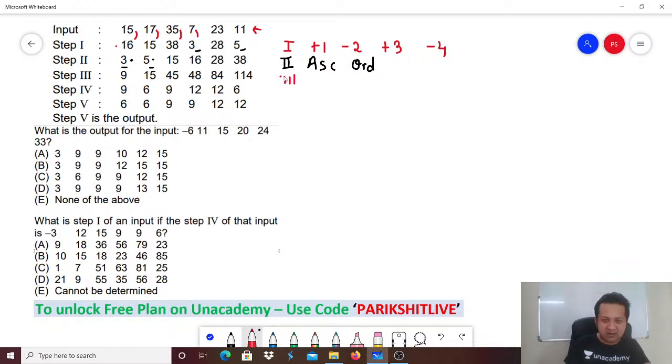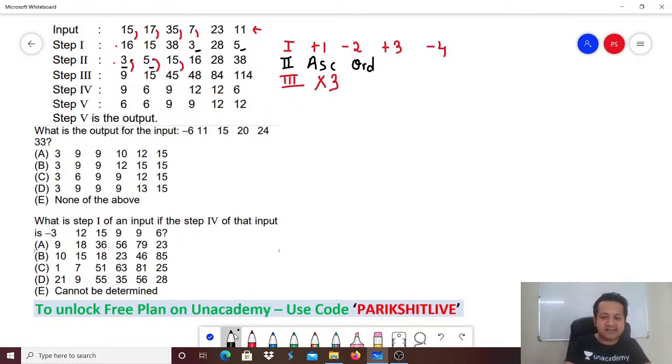Then the third step. Observe what is happening in the third step. 3 is becoming 9. And is 9 there in the previous step? No. 9 is not there in the previous step. But 3 is becoming 9. It means into 3. Next, 5 is becoming 15. Into 3. And so on. 15 is becoming 45. So every number you got to multiply with 3. That's step 3.